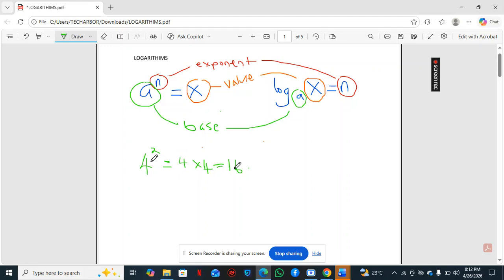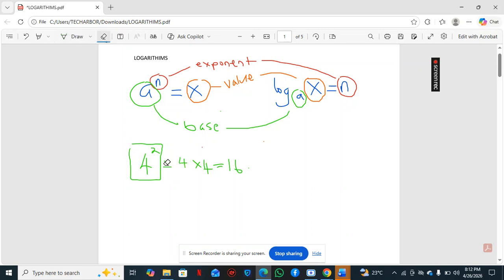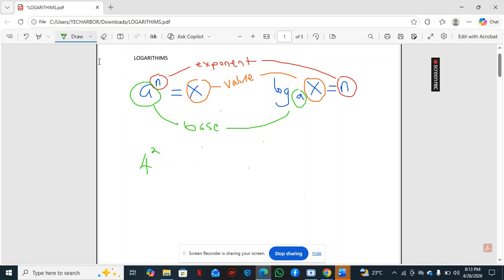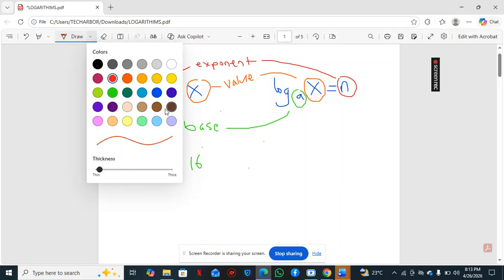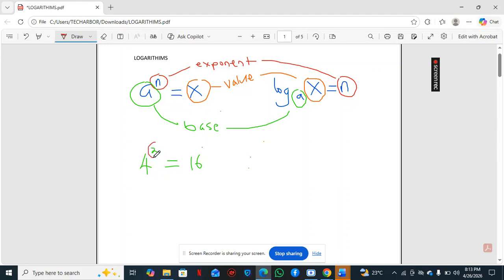Now this same expression here, 4 to the power 2 equals 16. We can express this in logarithm format. Remember, this 2 is the exponent, this 4 is the base, and this 16 is the value.